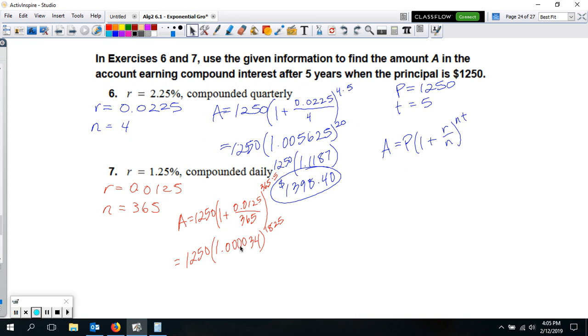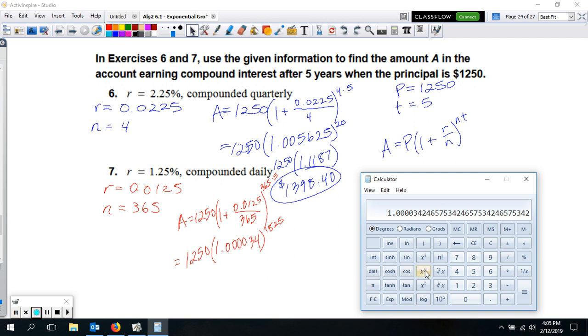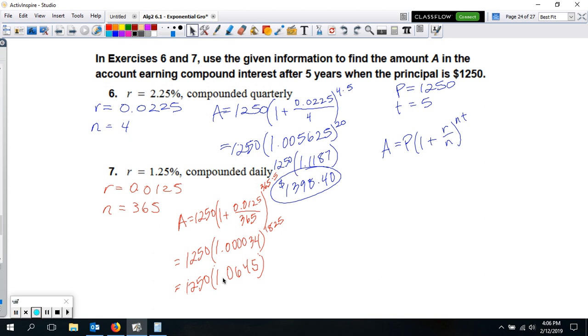So there it is, 1.1234 zeros, and then I rounded it to 34. If you multiply 365 times 5, that's 1825. You can do that and see that on your calculator. And now we want to raise this, it's on the calculator screen, to 1825. So I'm going to hit my exponent button here. The X to the Y on this calculator is what it says. And I'm going to raise it to the 1825. And now we'll get this number, 1.064 and so on. So that will look like this.